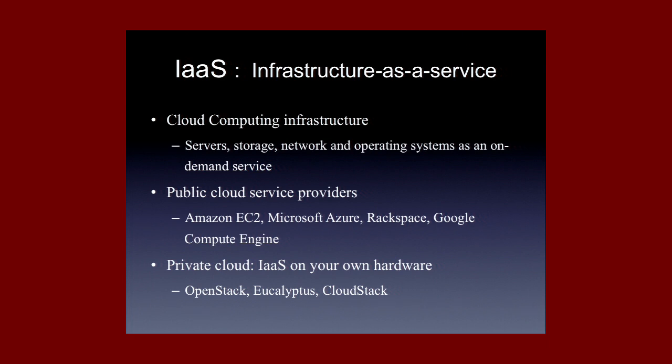Among the public cloud providers, Amazon EC2 is the most well-known, although Microsoft has their offering, Rackspace, Google Compute Engine, and there are dozens of others. What isn't quite as well-known is the private cloud. You can have infrastructure as a service on your own hardware. You can set up your own service. There are a couple of open source, publicly available softwares out there, such as OpenStack, Eucalyptus, or CloudStack, that you can install and have your own IaaS.